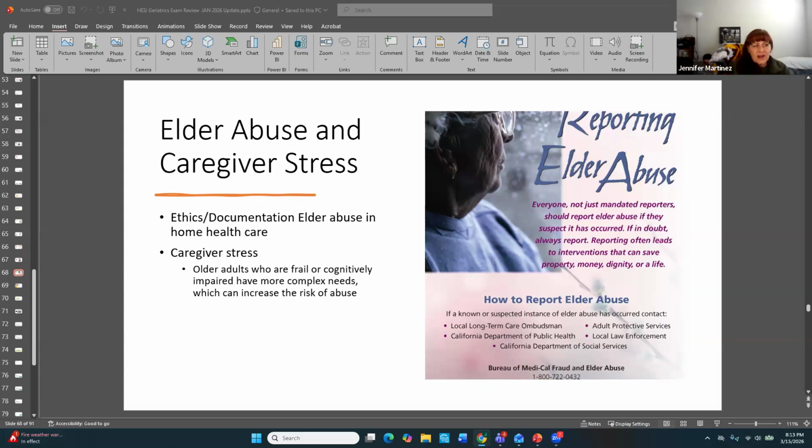Elder abuse and caregiver stress. So caregiver stress, older adults who are frail or cognitively impaired have more complex needs, which increases the risk for abuse. It's about recognizing caregiver burnout when we're working with clients and their families. There's things like respite care, support groups, and other things that could be beneficial to our caregivers. Always know that as nurses, we are mandatory reporters. And so if we suspect abuse, then we need to try to identify it.